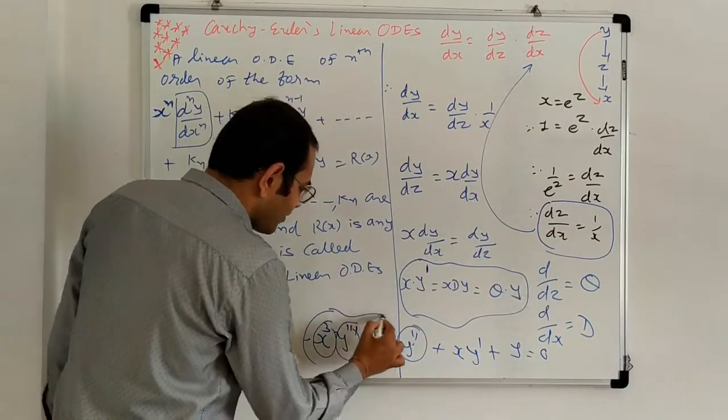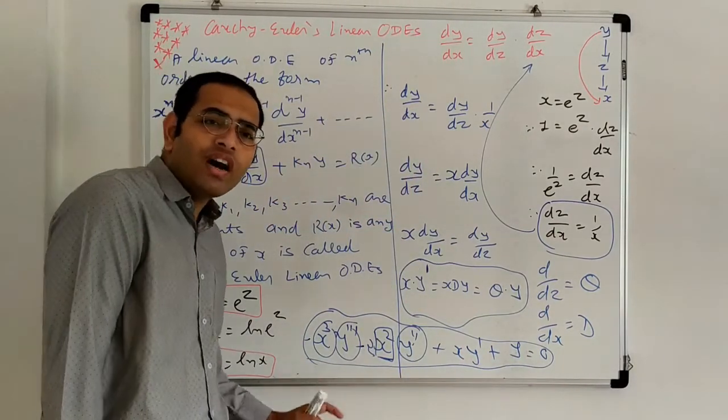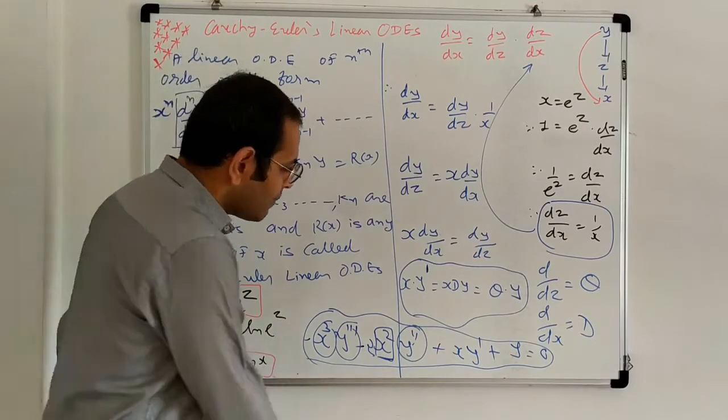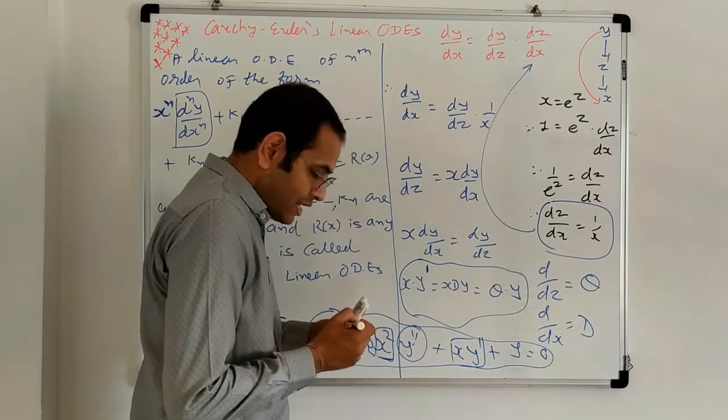This type of differential equation, if given in the question, we can say it is Cauchy-Euler's linear ordinary differential equation. In that case we can write theta into y.